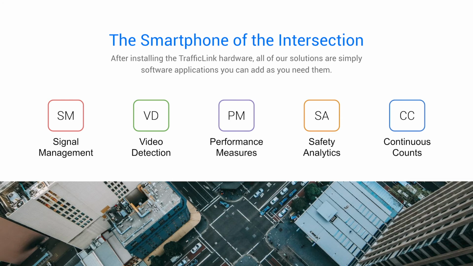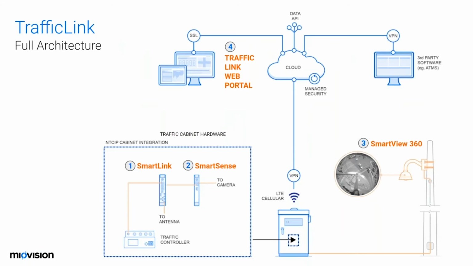So that's a little bit about our system. The high-level architecture, which I know most technical people really want to see, is that our SmartLink and SmartSense, those two pieces, the connectivity and the compute, both install inside the traffic cabinet into your traffic controller. That would then provide LTE cellular connectivity up to our VPN and to our cloud.